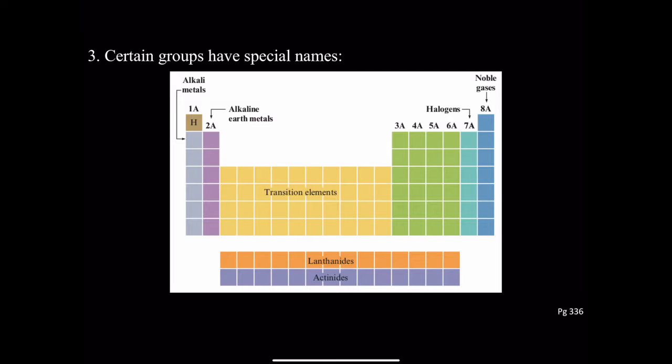So then we also know that certain groups have special names. We've got the alkali metals in group 1A, the alkaline earth metals in group 2A. We have our transition elements, also known as transition metals. Then we have our nonmetals, those green ones, really we can classify kind of as nonmetals, halogen gases, and noble gases. Then you've got your lanthanides and actinides as well.